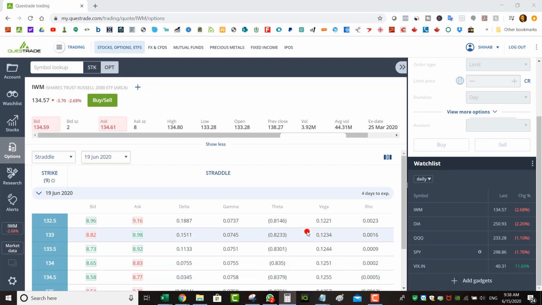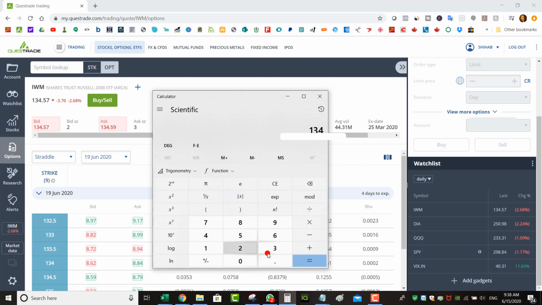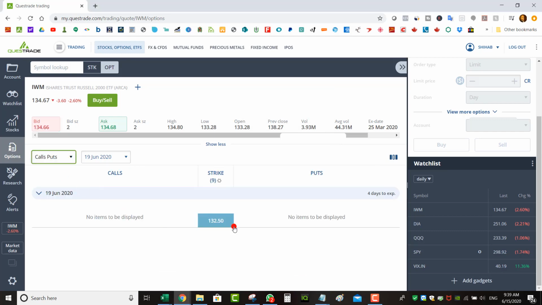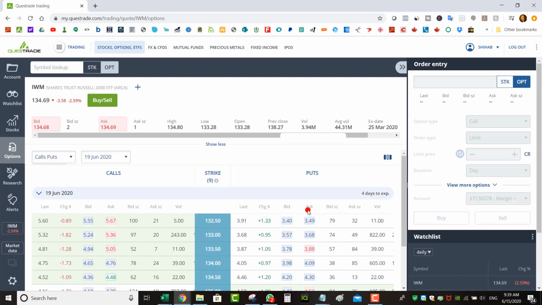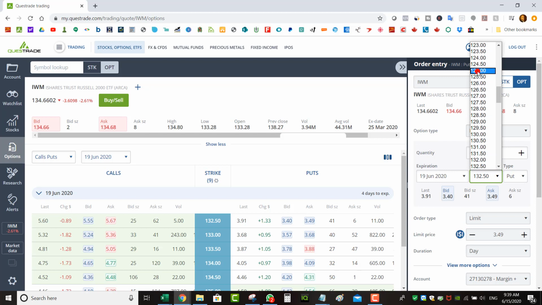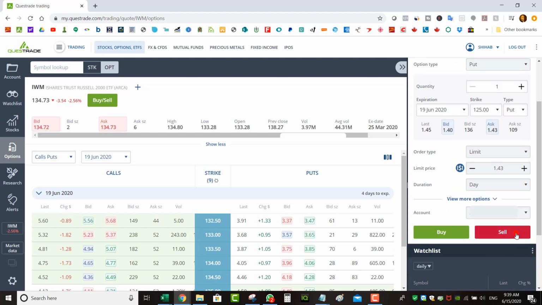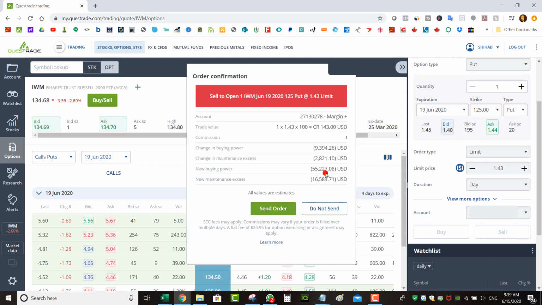So right now I'm looking at the straddle. I'm looking at the expected move value. So the straddle for June 19 expiration, so I'm going 1 week out. The straddle is about 9 points. So I'm going to end up selling the 125 put. I'm selling a naked put, so it's not a spread. It's just a naked put, June 19, 125 put on IWM. Trying to collect $1.43. So one contract is $143.